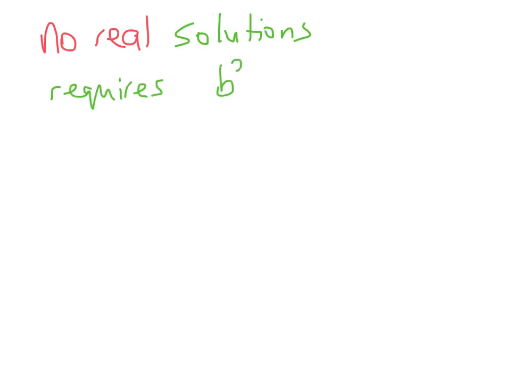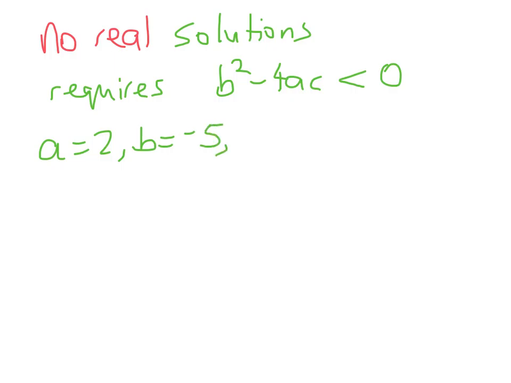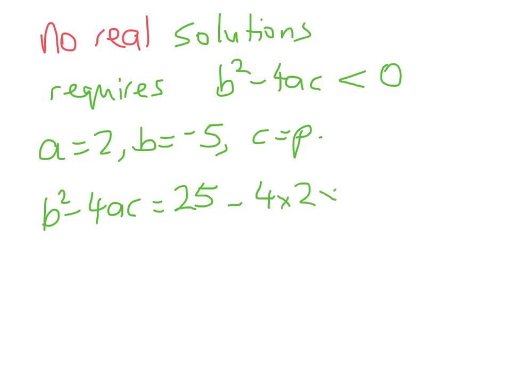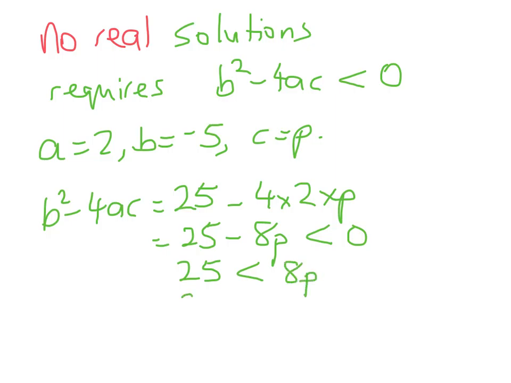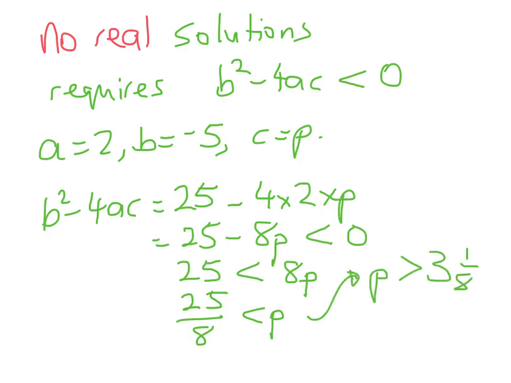Requires the discriminant to be negative. So we've got a is 2, b is -5, and c is now p. So b squared minus 4ac is equal to -5 squared, which is 25, minus 4 times 2 times p, which is 25 minus 8p, and we want to find when that's less than 0. So 25 is less than 8p, 25 over 8 is less than p. In other words, p is greater than 3 1/8.